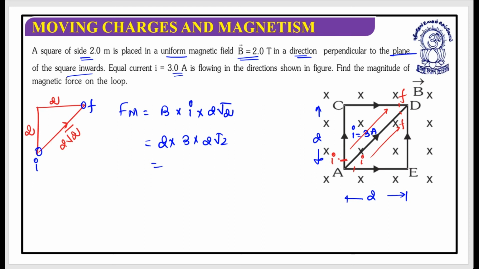This is 2 3s are 6, 6 2s are 12. This is equal to 12 root 2. But this is due to a single wire only. We have 3 such wires. So F net would be equal to 3 into Fm, because for everything the current is the same and the magnetic field is the same, so the force acting would be the same. So this is 36 root 2 Newton.